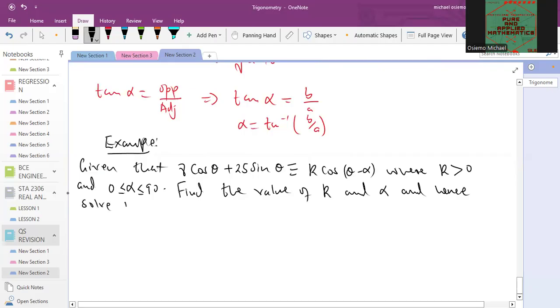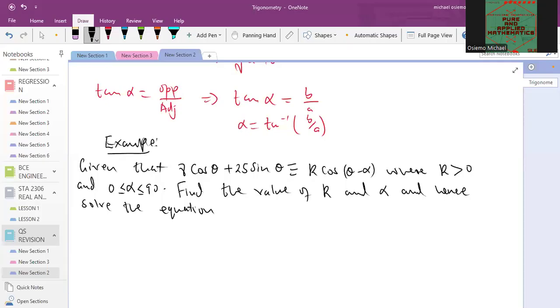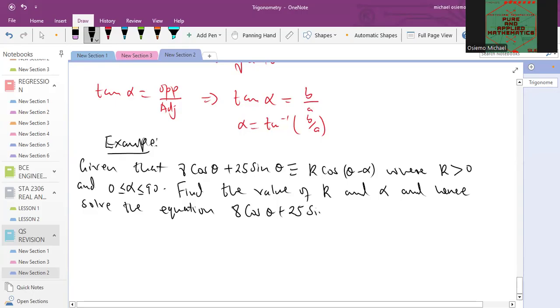And then solve the equation 8 cos theta plus 25 sin theta is equal to 2 for theta between 0 and 360 degrees.